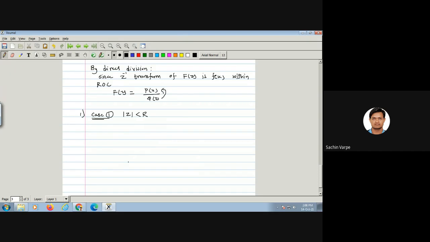First of all, we focus on the given ROC. The given Z transform F(z) is given in what ROC, we focus on that. Suppose the first case is mod z less than R. We will try to write something less than 1. How do I write the mod is less than 1? I'll have to divide both sides by R. So what will I get? Mod of z by R is less than 1. Am I right?